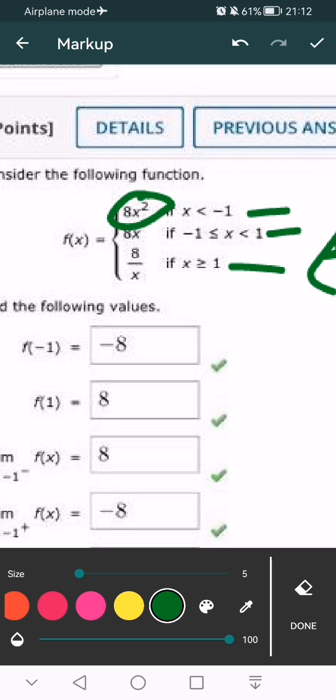0 and minus 1, okay, so equal حد هنيها, I will use this function.